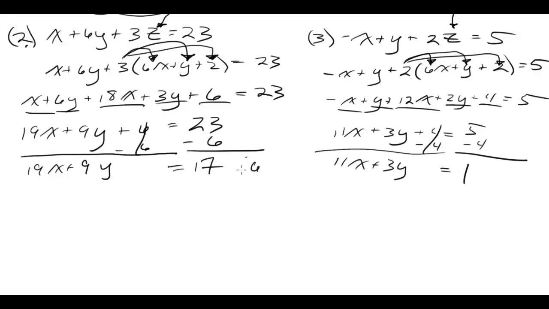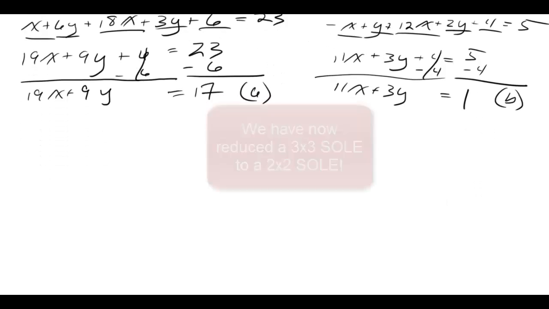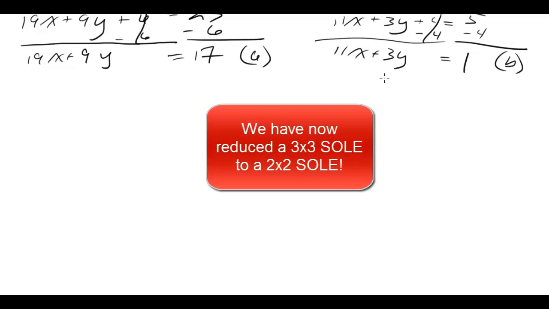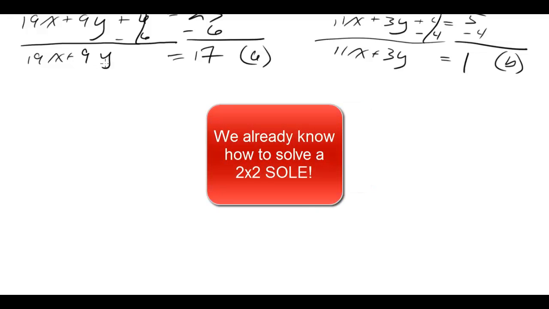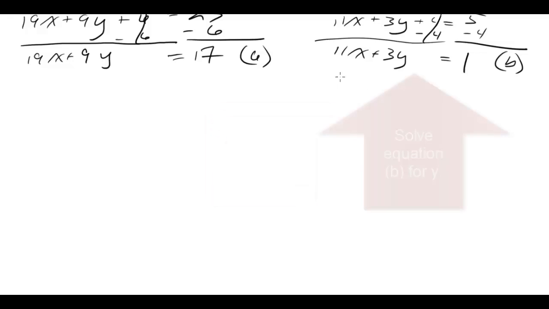So now I have a 2 by 2 system of equations. Let's call it equation A, equation B. All right, what I'm going to do is what I've done before. I'm going to solve equation B in terms of y, and then substitute the equivalent of y into equation A, and that's going to give me x. Excellent.